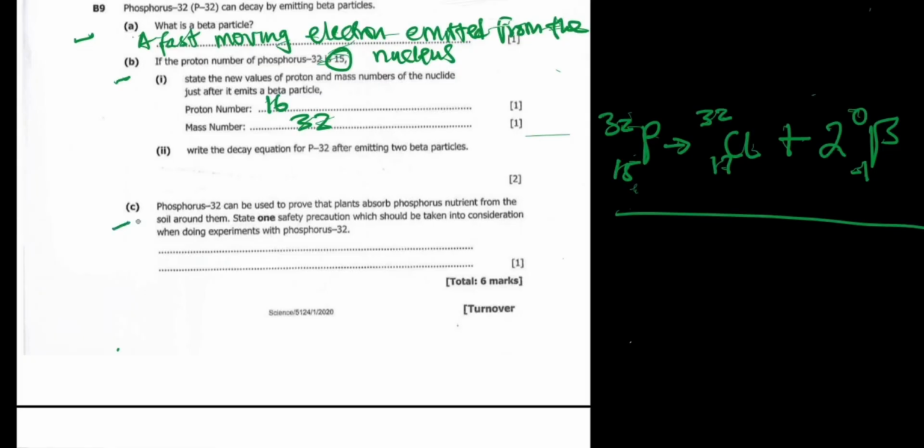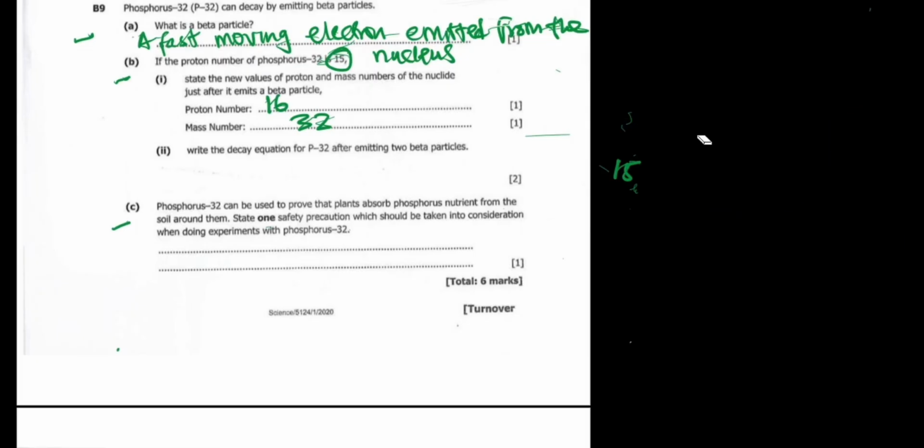Now the last question here is: phosphorus 32 can be used to prove that plants absorb phosphorus nutrient from the soil around them. State one safety precaution which should be taken into consideration when doing experiments with phosphorus 32. Because phosphorus 32 is a radioactive substance and it emits these beta particles which can be damaging to the living tissue, you have to use protective gloves when handling the source.